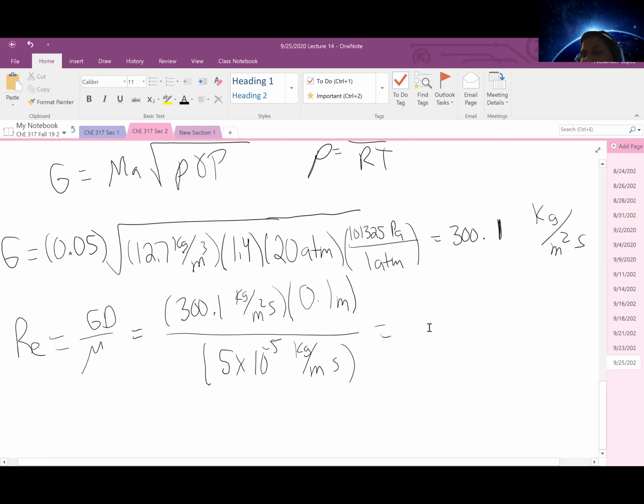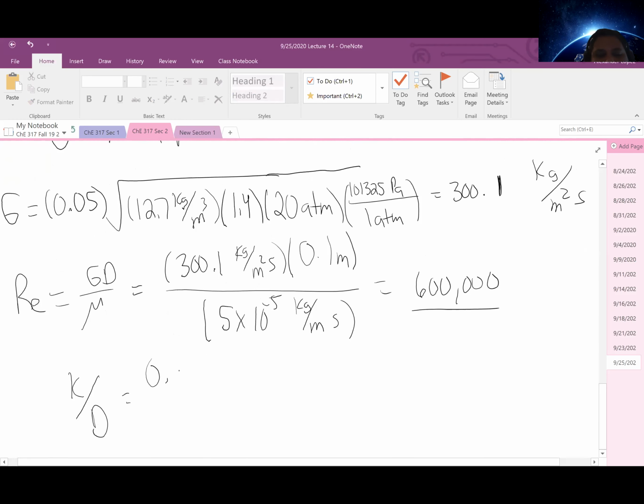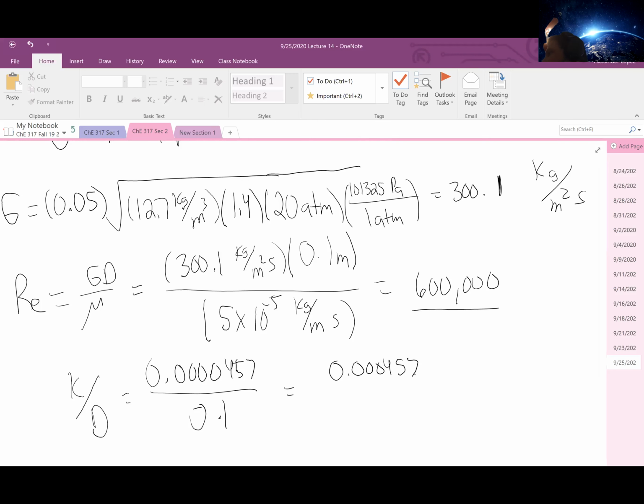Which I get about 600,000 for the Reynolds number. So now we have the Reynolds number. We can solve for a K over D value, where K earlier was 0.000457 divided by 0.1, which means I just move the decimal place. So now we have our K over D value and our Reynolds number. Then we use our equation, or our figure 510, to solve for our friction factor.